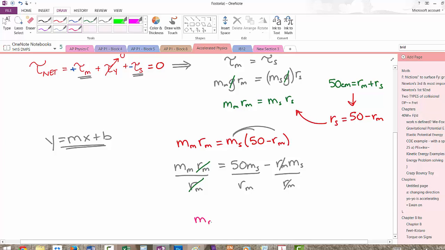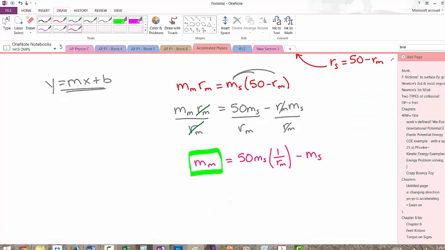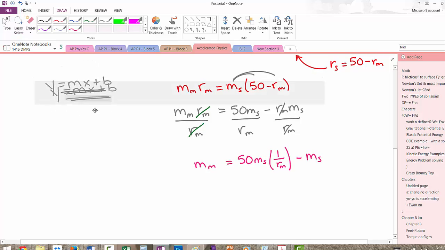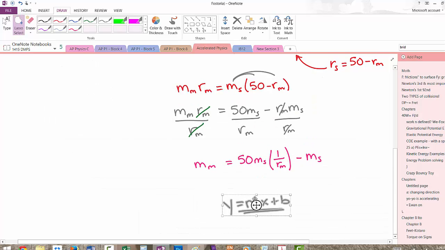It says m sub m, so this is the mass that you were changing, right? You were putting different masses up there. That's the mass that you were changing, is equal to 50 m sub s, that's the mass of the stick, the thing that we're actually really looking for, times 1 over r sub m minus m sub s. Now you might say, Ms. Carbling, that doesn't look very pretty at all, but let me show you the beauty that it is. I'm going to take my y equals mx plus b, and I'm just going to throw it down here so that we can kind of look at them and we can compare.